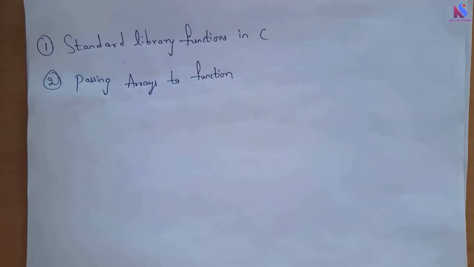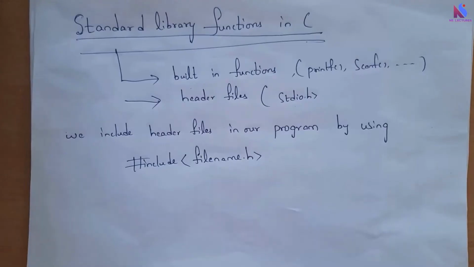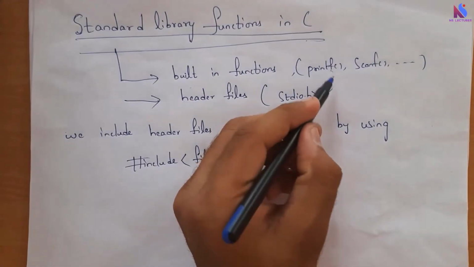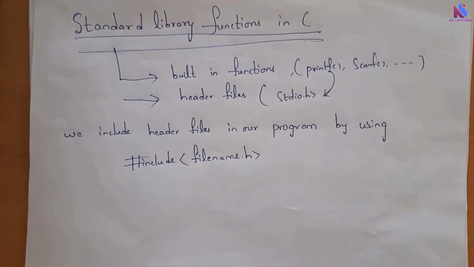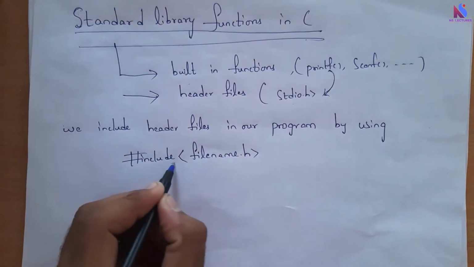Next topic is standard library functions in C, and I will also explain passing arrays to functions. At first I will explain standard library functions in C. Standard library functions are built-in functions that are present in header files. For example, if you consider printf and scanf, these are built-in functions because the meaning of printf and scanf is present in the stdio.h header file. So we call them built-in functions, and we include header files in our program by using hash include.